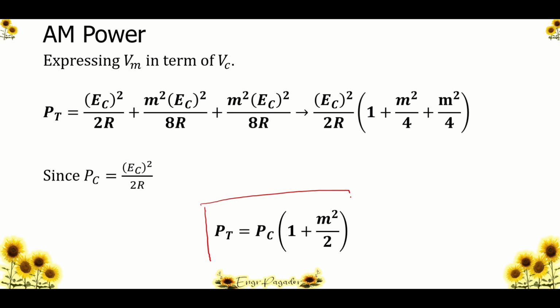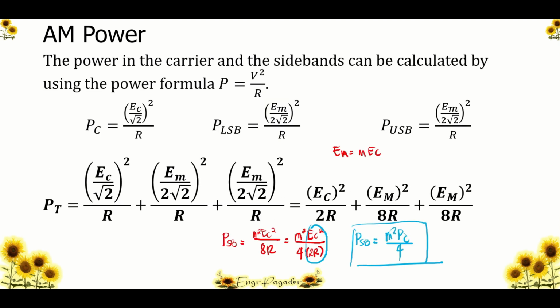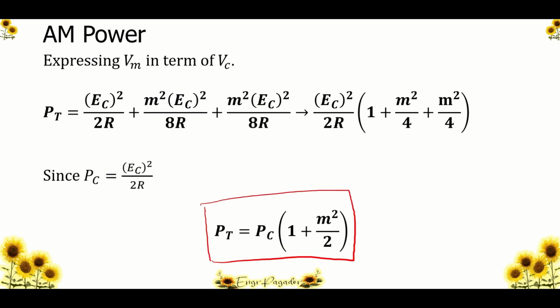So this is another formula to get the total power if we are given the modulation index and the carrier power. But if we are given the amplitude or the voltage of the signal, then we are going to use this formula, with the voltage and the resistance. These are the different formulas that we need to remember in solving for the different power distributions.